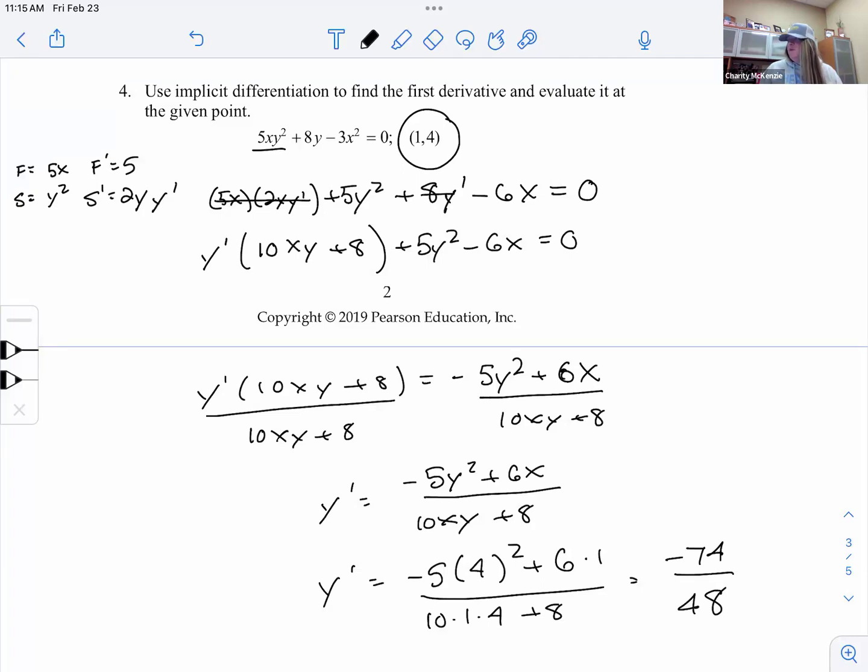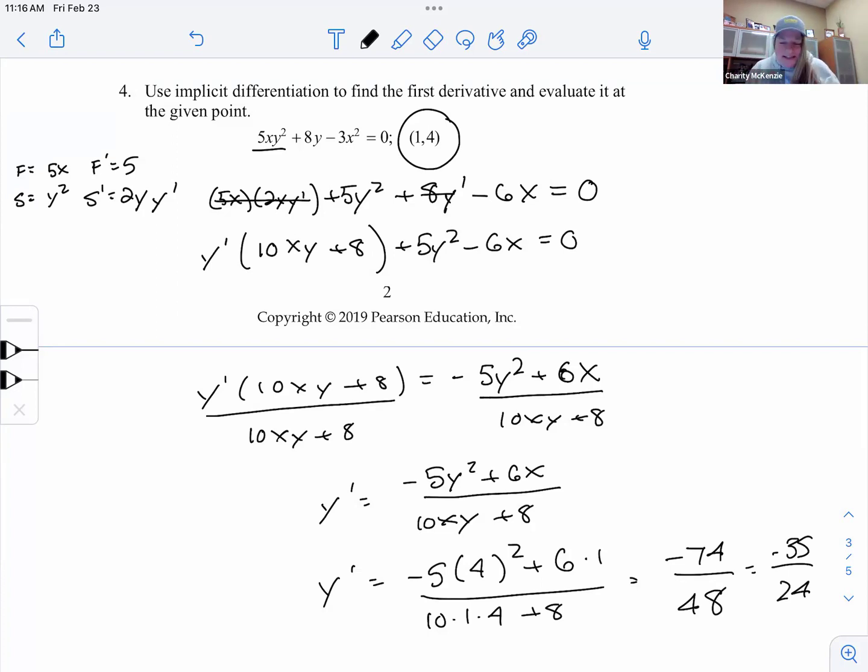Negative 74. This one, is it the same problem? This one says, oh yeah, that's the same answer. They just reduced it. Just kidding. Negative 35 over 24. They just reduced the fraction. I was like, wait, what did they do different?